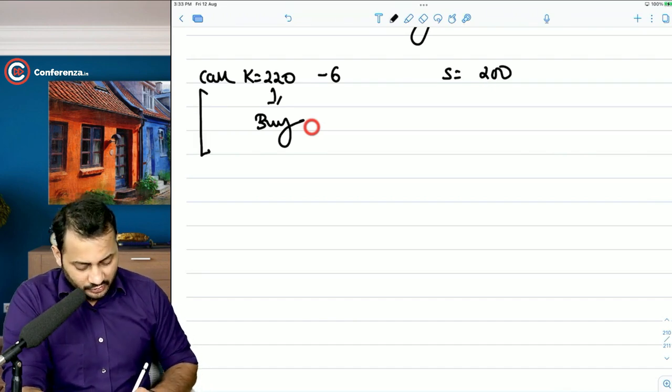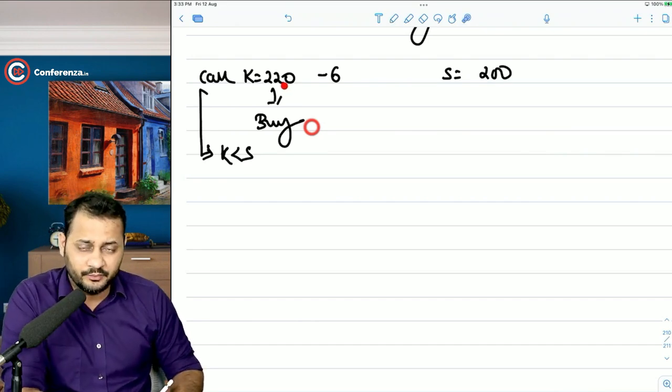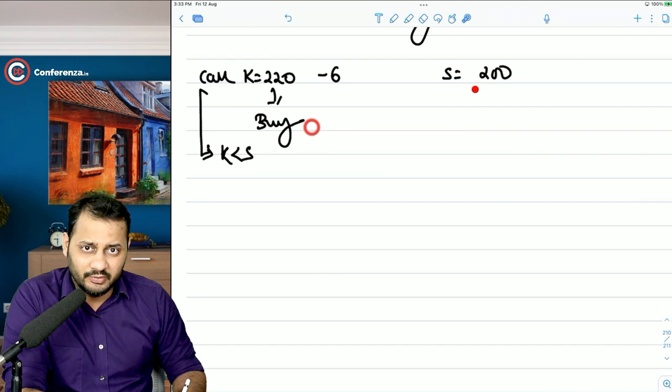When do we exercise the call option? Only when the strike price is lower than the spot price. Now you compare the strike price and you compare the spot price. Tell me one thing. Do you think the strike price is lower than the spot price?